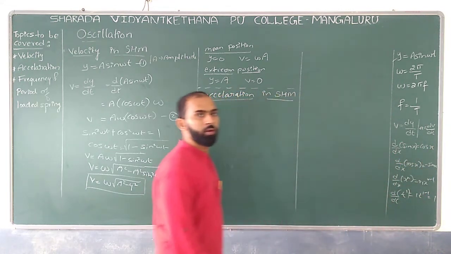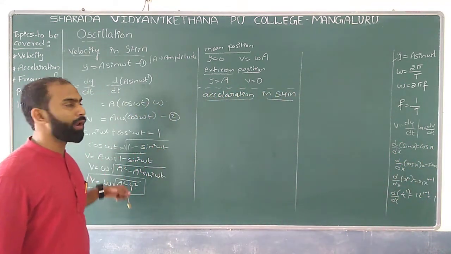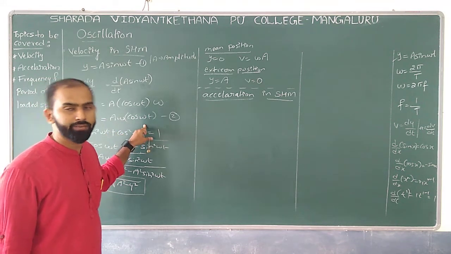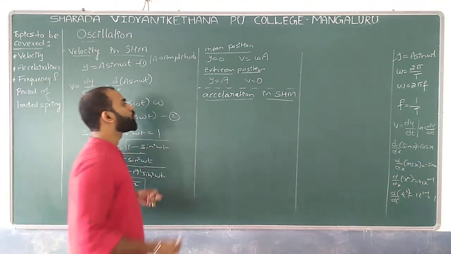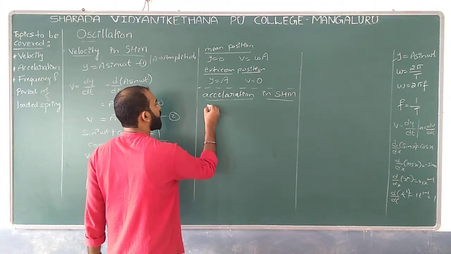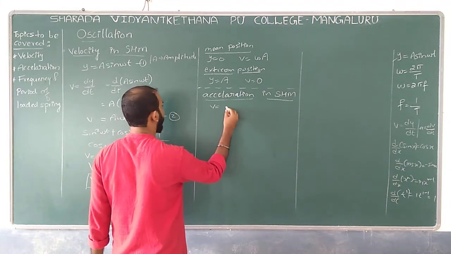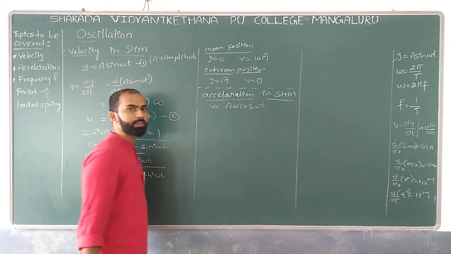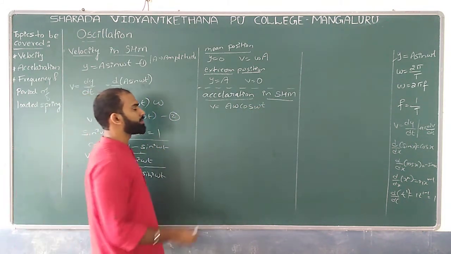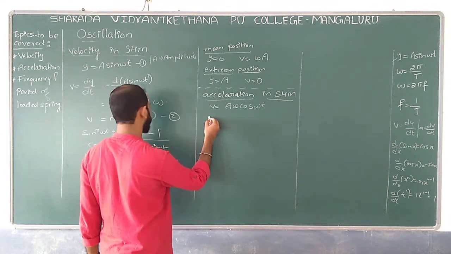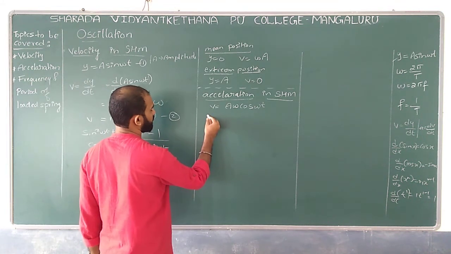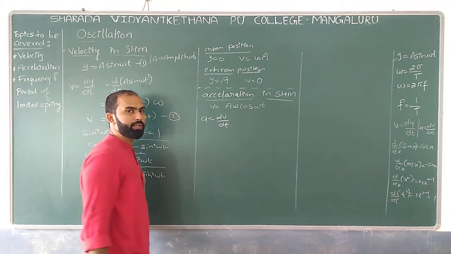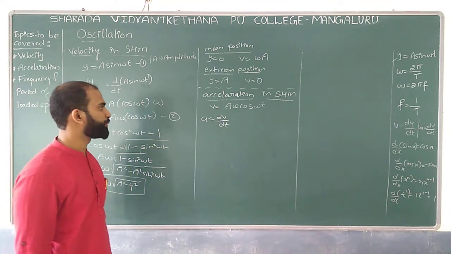Yes or no? Don't we have the value of the velocity over here? So this is the velocity relation we have. Can we get acceleration? Yes. So we know velocity is equal to a omega cos omega t. Correct? Well, and similarly we can expect acceleration, that is dv divided by dt. I can expect. Yes?